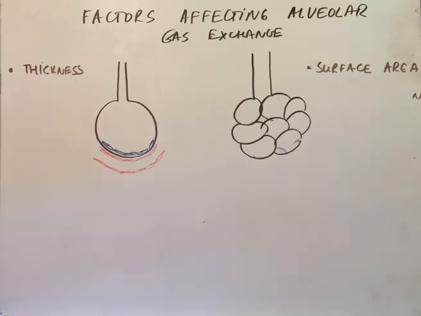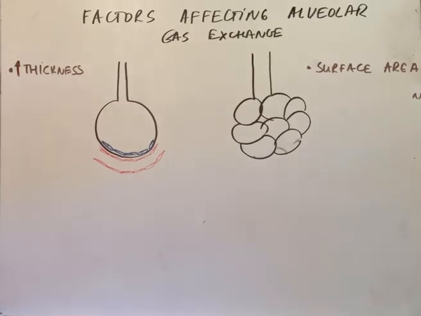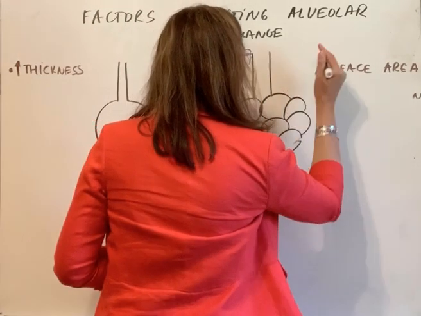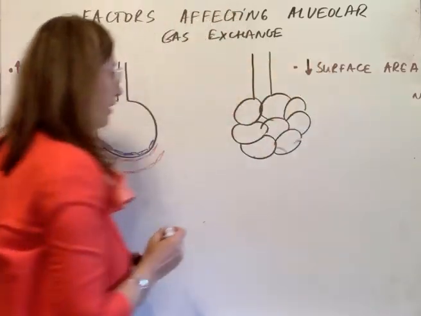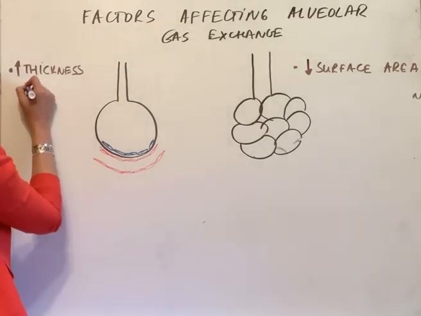So we're going to look at how changes in the thickness and surface area of the respiratory membrane are going to affect alveolar gas exchange. And we're going to look at two factors. There are many other things that affect alveolar gas exchange, but we'll concentrate on an increase in thickness for the respiratory membrane, and we're going to look at the decrease in surface area. So let's start with an increase in thickness. There are many conditions that are going to increase the thickness of a respiratory membrane, but we're going to use pneumonia as an example.